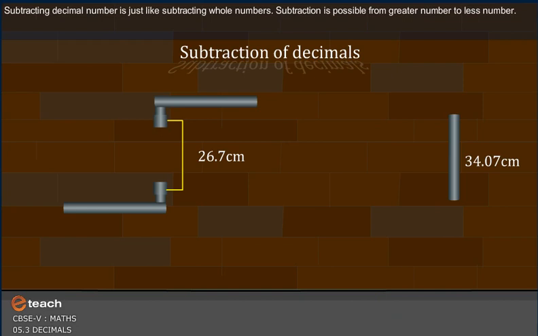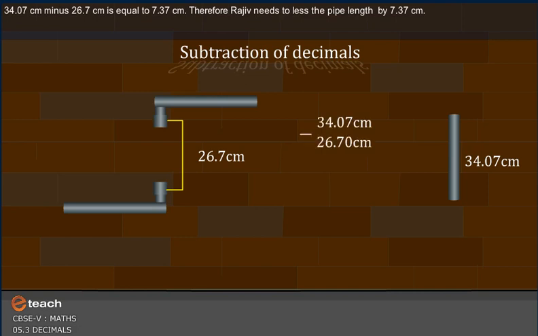Subtracting decimal numbers is just like subtracting whole numbers. Subtraction is possible from the greater number to the less number. 34.07 cm minus 26.7 cm is equal to 7.37 cm. Therefore, Rajiv needs to reduce the pipe length by 7.37 cm.